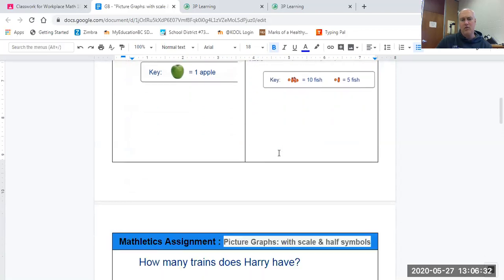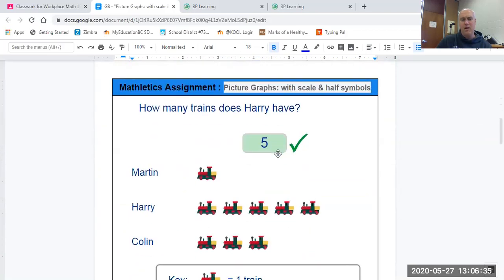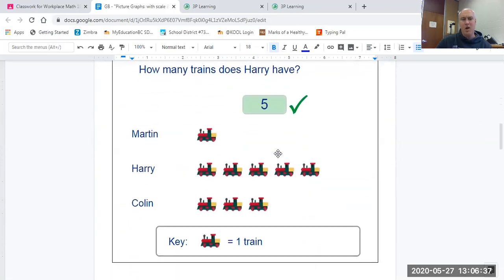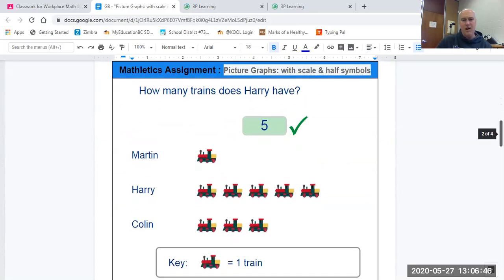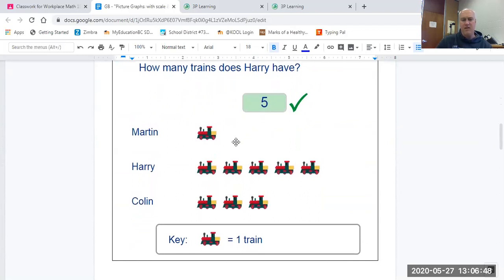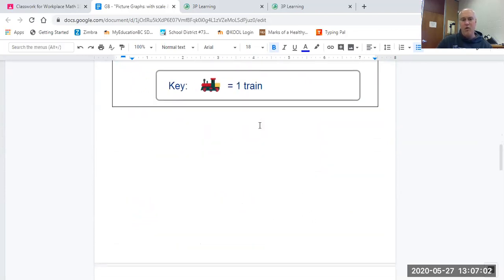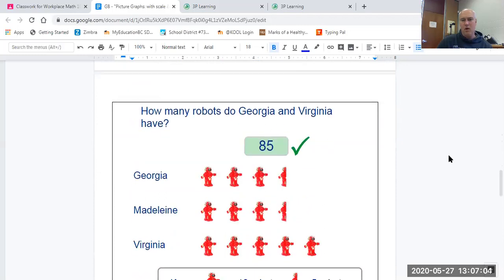Let's take a look at how this looks, with some examples from the actual Mathletics assignment. This is an example you would see in the picture graphs with scale and half symbols. It will have a question like this: how many trains does Harry have? This is a fairly easy one. The trains only represent 1 train at a time. So if we look at Harry and count up, 1, 2, 3, 4, 5, Harry has 5 trains.